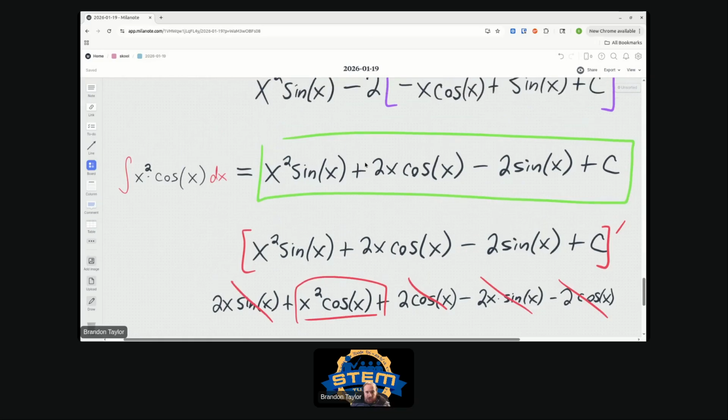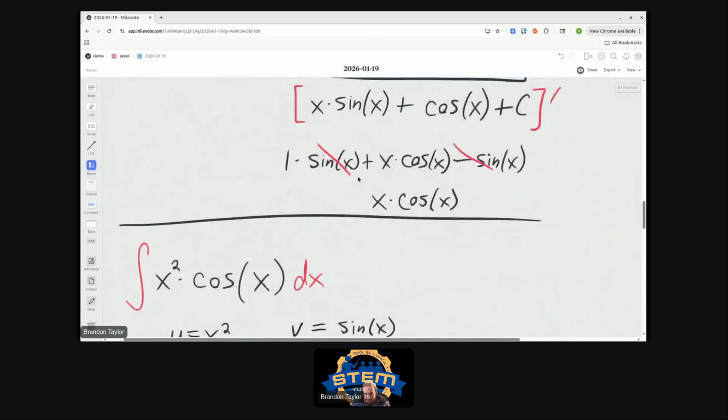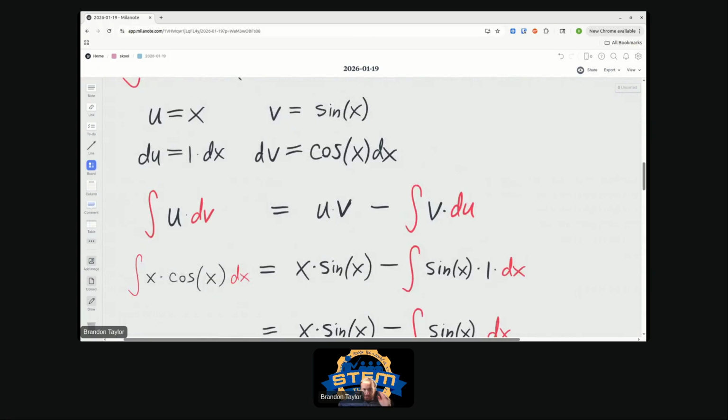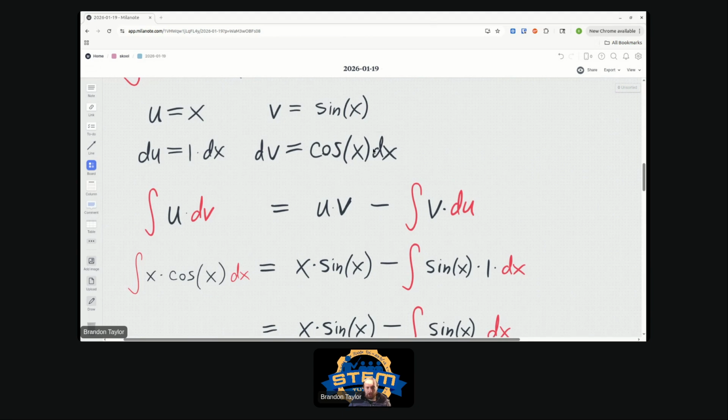So again, this is just an introduction to integration by parts, but you can see we're getting more complicated with our techniques. But this is one technique. This is how you do it. We'll continue with this probably tomorrow. But hopefully all of that makes sense.